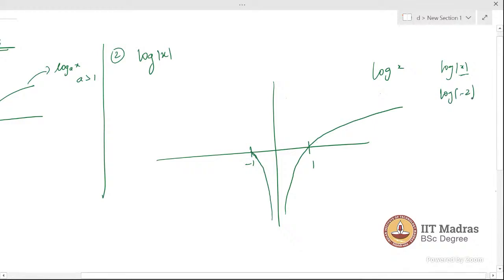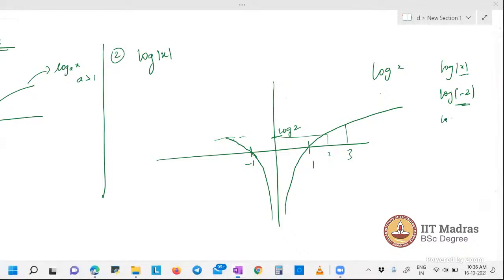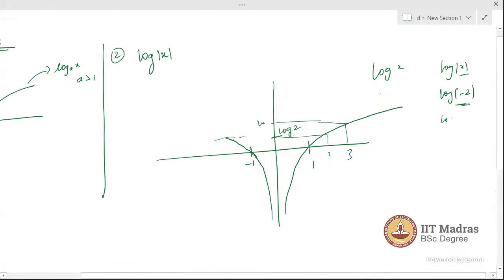Log 2. Log 2, right? So log 2 will be somewhere here, no? Yeah. Right. So if this was log 2, let's say this was 2 and this was your log 2. What about log of modulus of -2? It's going to be log 2 only, right? So that's going to be somewhere here. What about 3? Log 3 will be, let's say, somewhere here. So if I have to give you log of mod -3, that will be somewhere here.